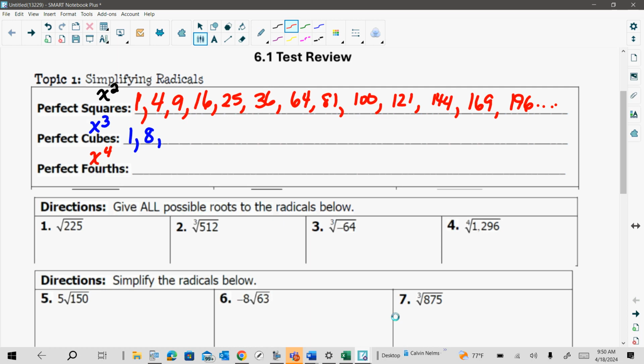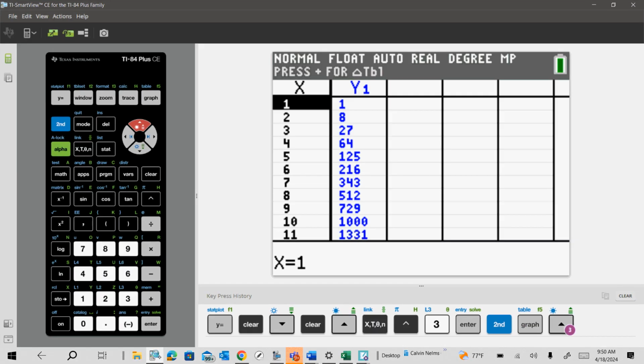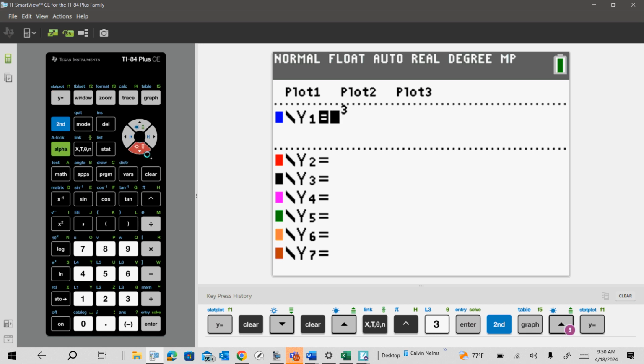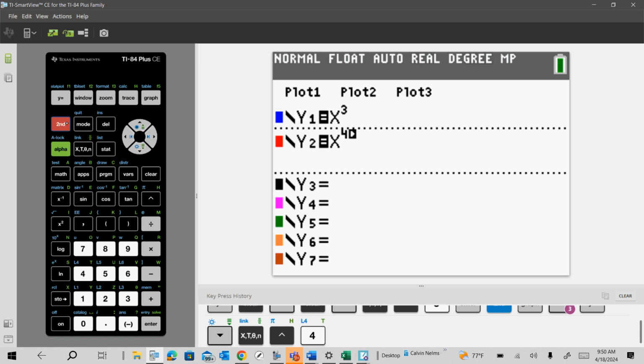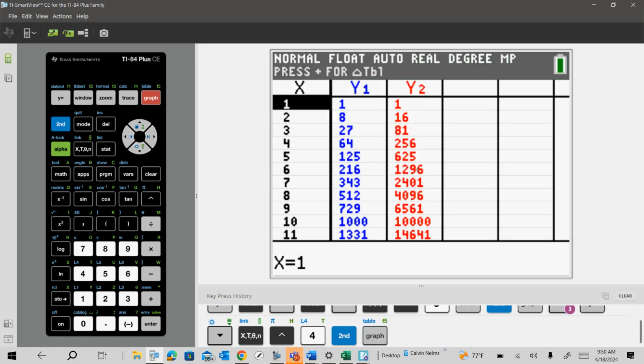All right, so what you're going to put in to start you off is your perfect squares, your perfect cubes, and your perfect fourths. Like I said, you can use your calculator to generate those values for you. Like if I want to do the fourths, I'm just going to put in the second equation. I'm going to do x raised to the power of 4, and then hit second graph. And then these are my perfect fourths.